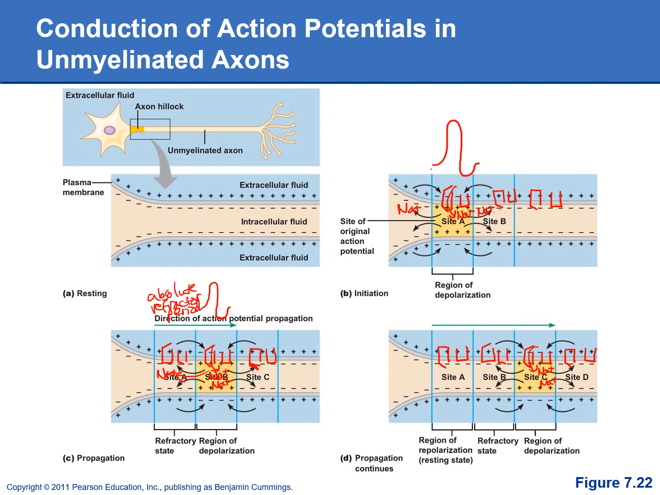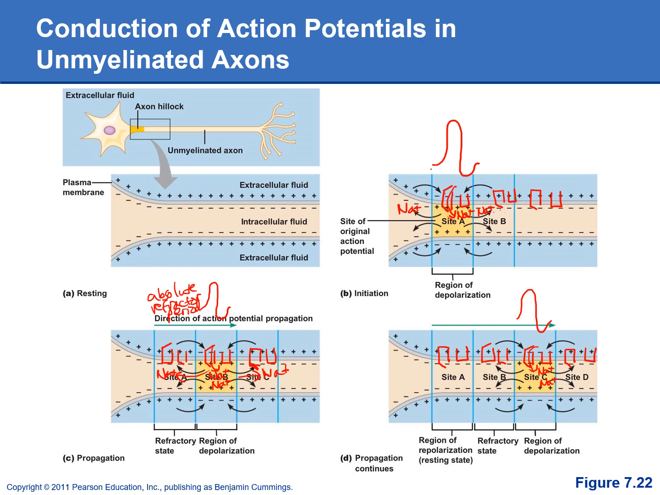So we can't go backwards and create another action potential where we just were. Okay, but these sodium ions will flow this way, and then we'll create another action potential here. And so you can see that we're just going to create action potentials all the way down the axon until we get to the axon terminal. But we can't go backwards because of those absolute refractory periods, because we can't stimulate another action potential where we just were because we haven't reset those voltage-gated sodium channels yet.